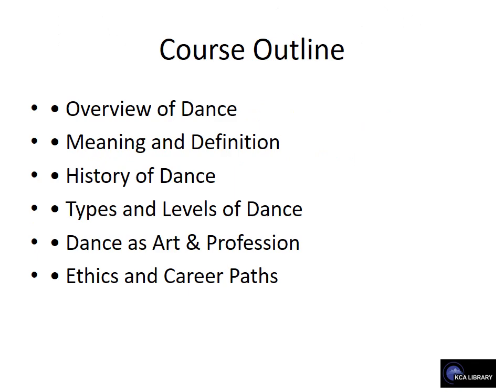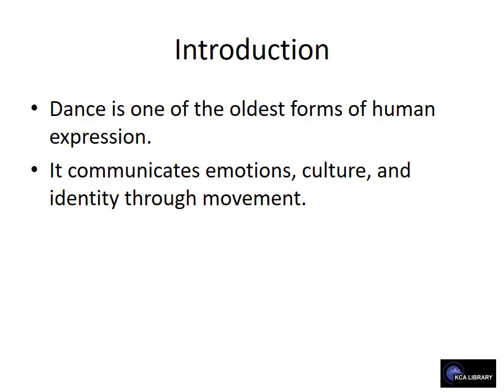Alright, so we're going to be looking at the course outline, and we're going to have an overview of dance. We're going to have the meaning and definition. We're going to look at the history. We're going to look at the types and levels of dance. What are the types that we have? What are the levels? Then looking at dance as art and profession, and of course the ethics and parts.